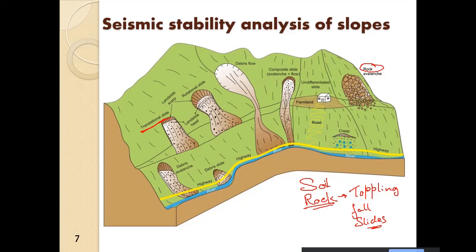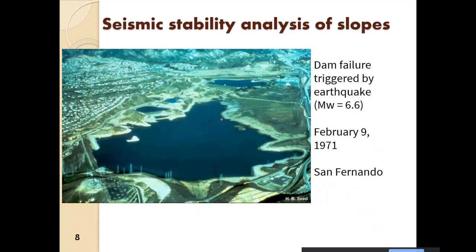Rotational slides or slumps occur when we have a cohesive component in the soil. And obviously when it is mixed with rock, soil and water and everything, and it flows out at very high velocity, we have the flow type of slide, the debris flow. So there are various types of landslides which may occur, and we have to analyze that.